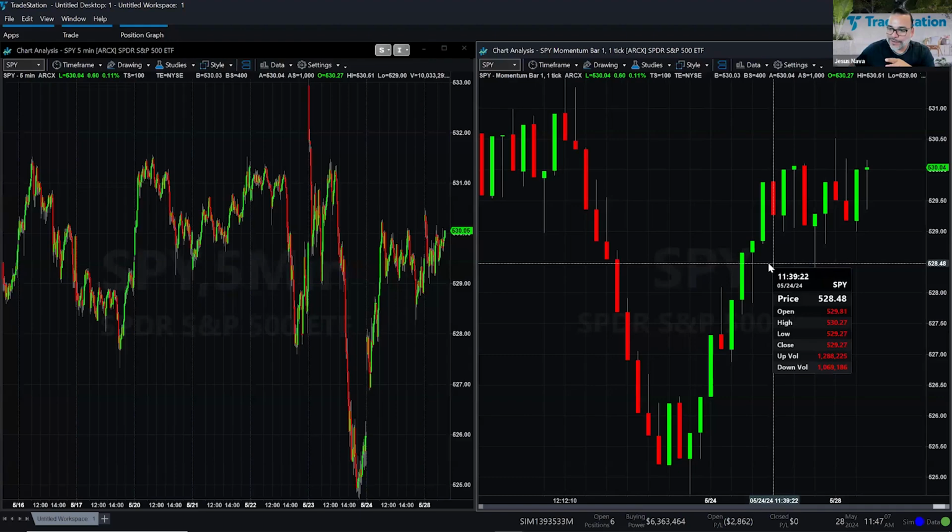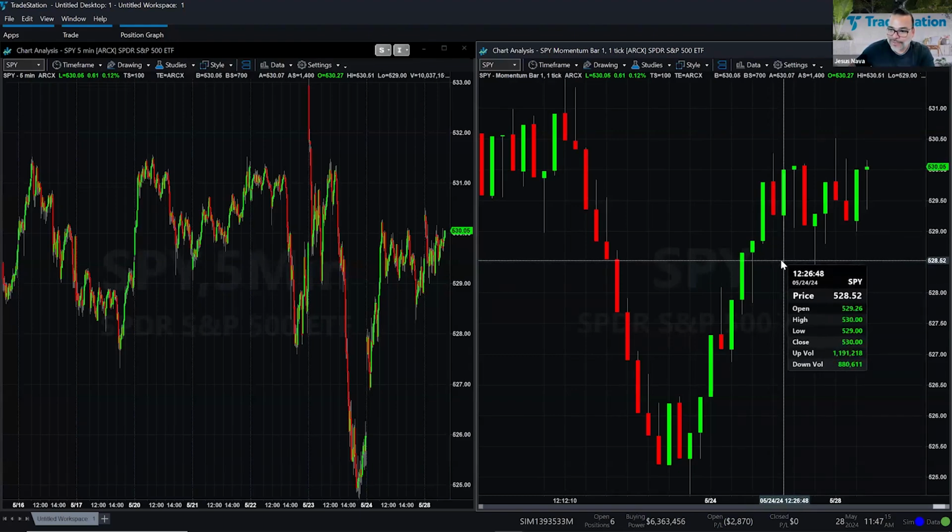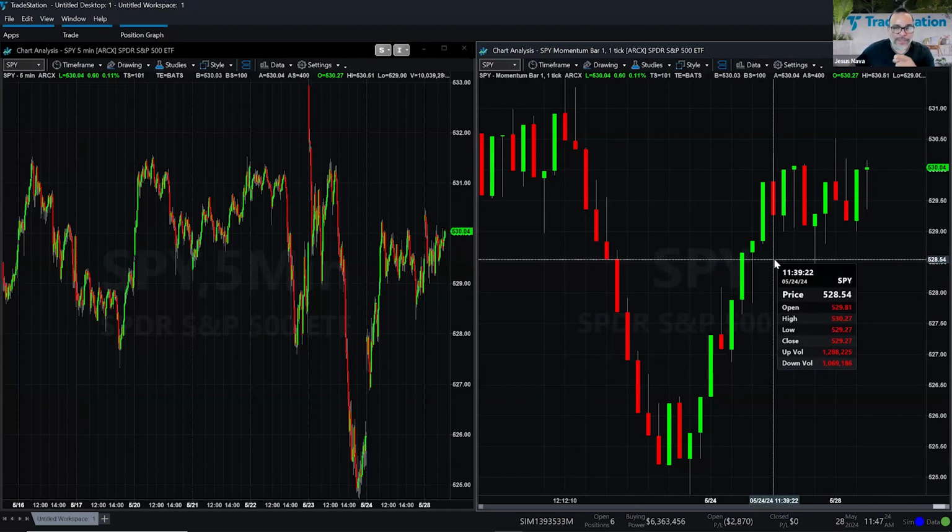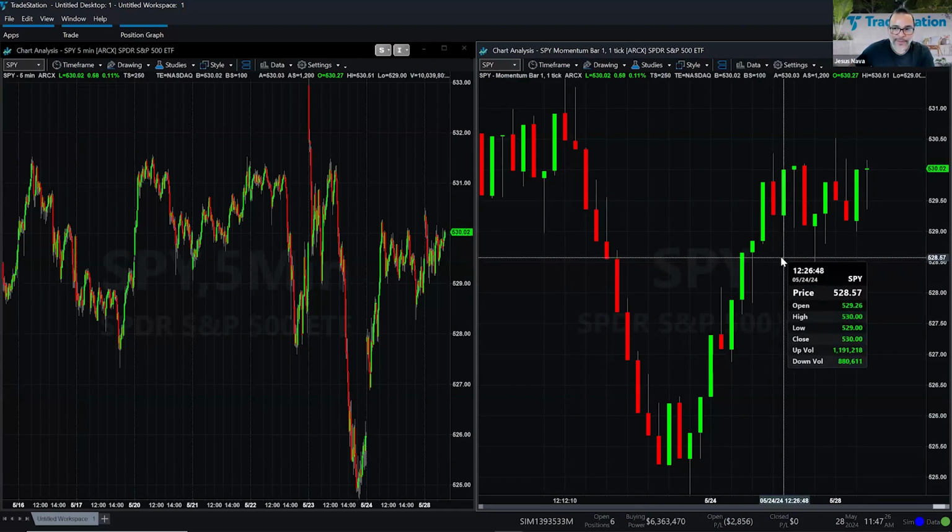The close here, 529.27. That's the one we looked at earlier. What's the opening on the next bar? 529.26. One tick lower. Why did it open one tick lower? Because we were in a down candle and it exceeded the range to the downside. That's the opening, 529.26. What's the closing price here?